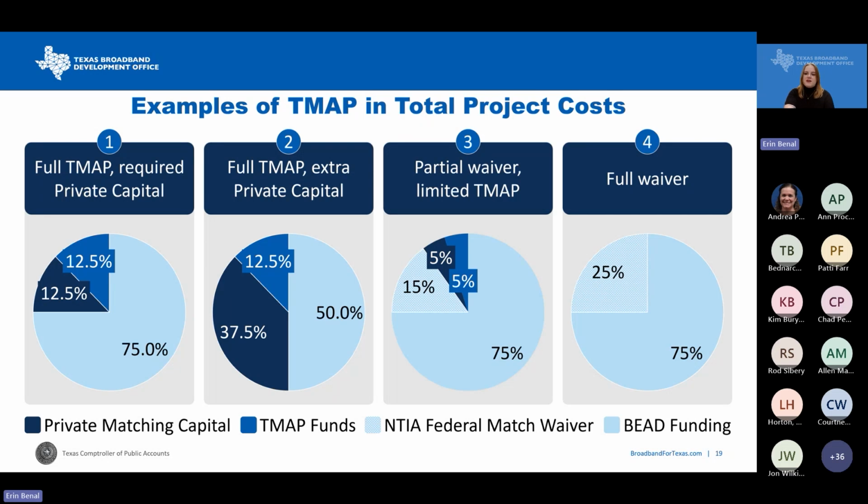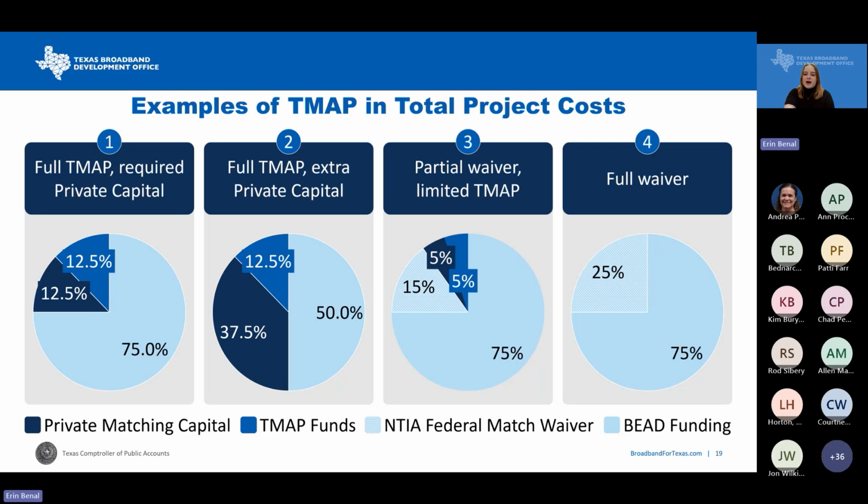In scenario 1, the applicant commits to providing no less than 12.5% of total project costs in private matching capital. The applicant can thus request 12.5% in TMAP funds to meet the total 25% requirement. In scenario 2, the applicant commits to more than the required match, 37.5%, which reduces their BEAD funding request. They may request up to 12.5% of project costs through TMAP.